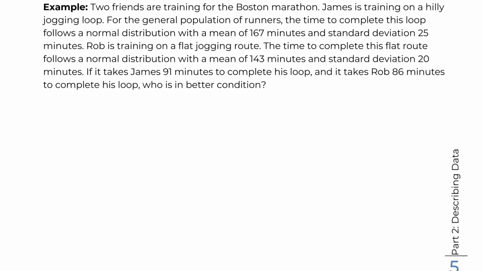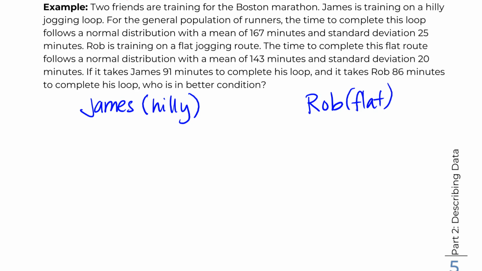All right, so in this question, which you should have already tried on your own, we're comparing two runners, James, who is running on a hilly route, and Rob, who is training on a flat route.